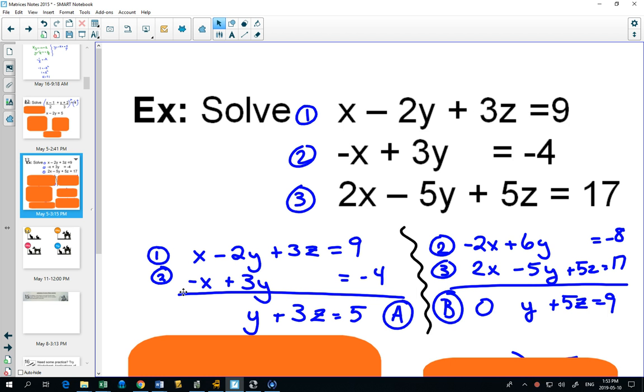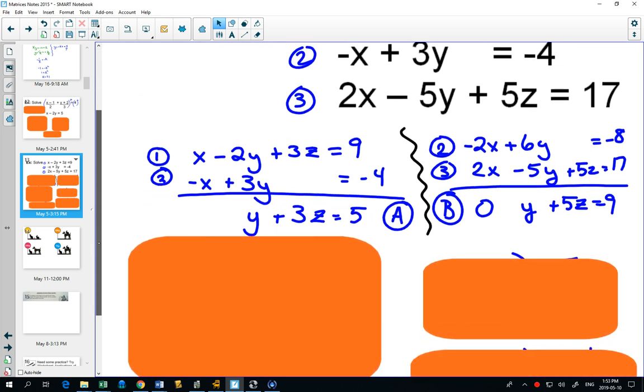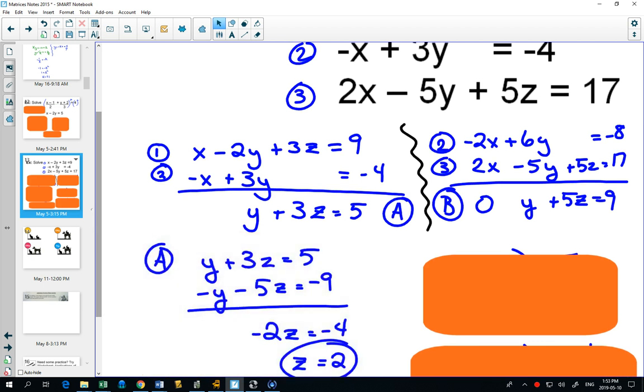So you can always do this with a system of 3 equations. Choose one variable to eliminate first, and you will get 2 new equations with the 2 variables that are left. If you did this, you can now take equation A and equation B. I multiplied equation B by a negative so that my y's matched up, and I eliminated again. And I got negative 2z equals negative 4, so z is 2.